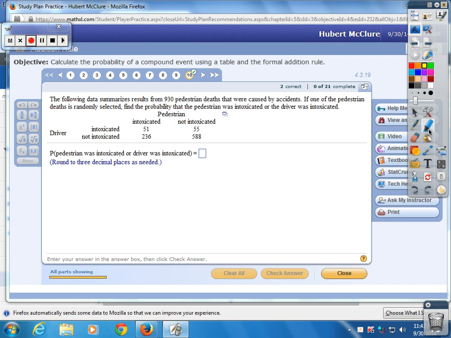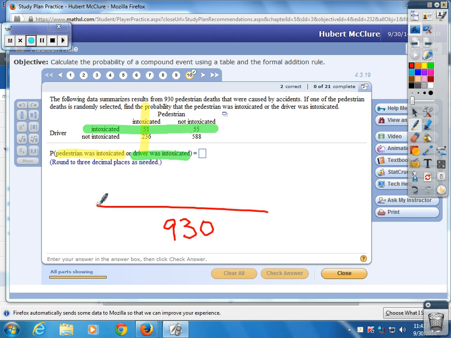Anyway, so I take my handy-dandy highlighter, and I highlight in yellow one of these: pedestrian was intoxicated, that's yellow. And then I take my green highlighter, and I highlight the driver was intoxicated. And there are your numbers that you're going to use. Now all of them are over, what's your denominator? 930. So everybody should get that right. Okay, there's your denominator. And now you just write down the numbers that you have highlighted.